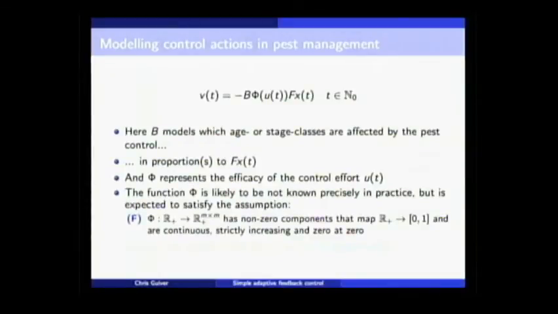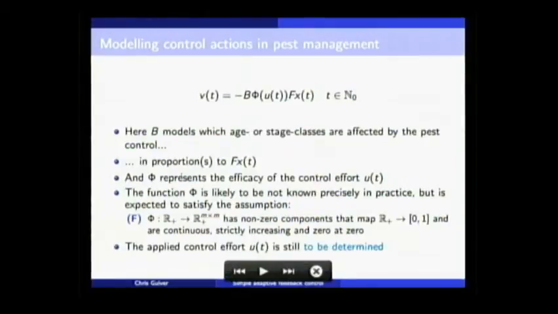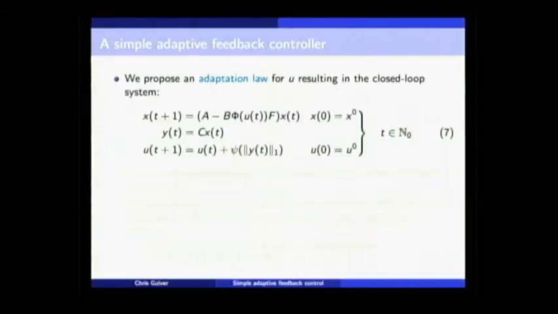So again, with our robust control hats on, we're not likely to know this function. How lethal a pesticide is not likely to be well known. In fact, all we're likely to know is that it's going to be 0 at 0. If you do nothing, there'll be no effect. It's reasonable to assume it's continuous and increasing, and in this context, it maps to [0, 1]. So that's it for phi of U. And now, we still have to determine U. How are we going to increase U?